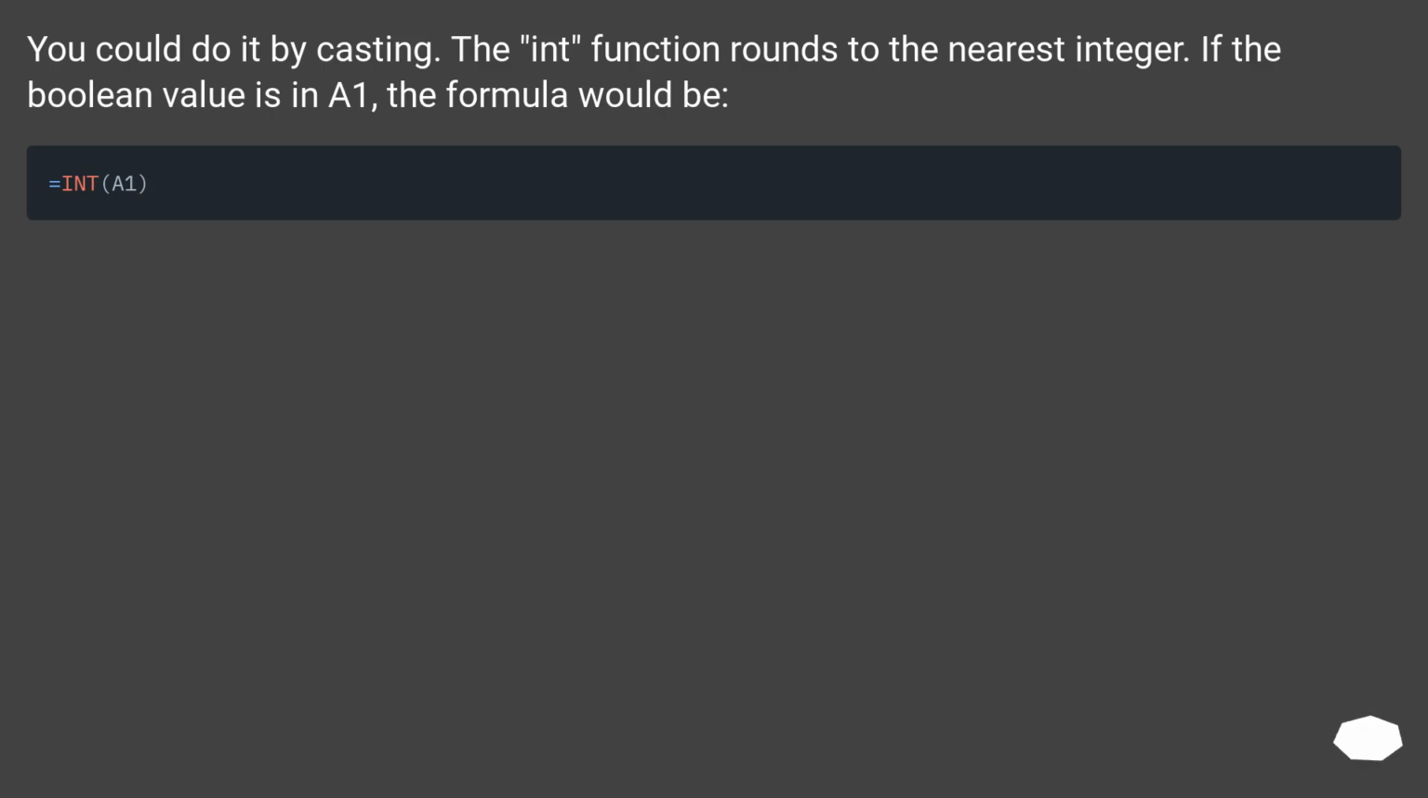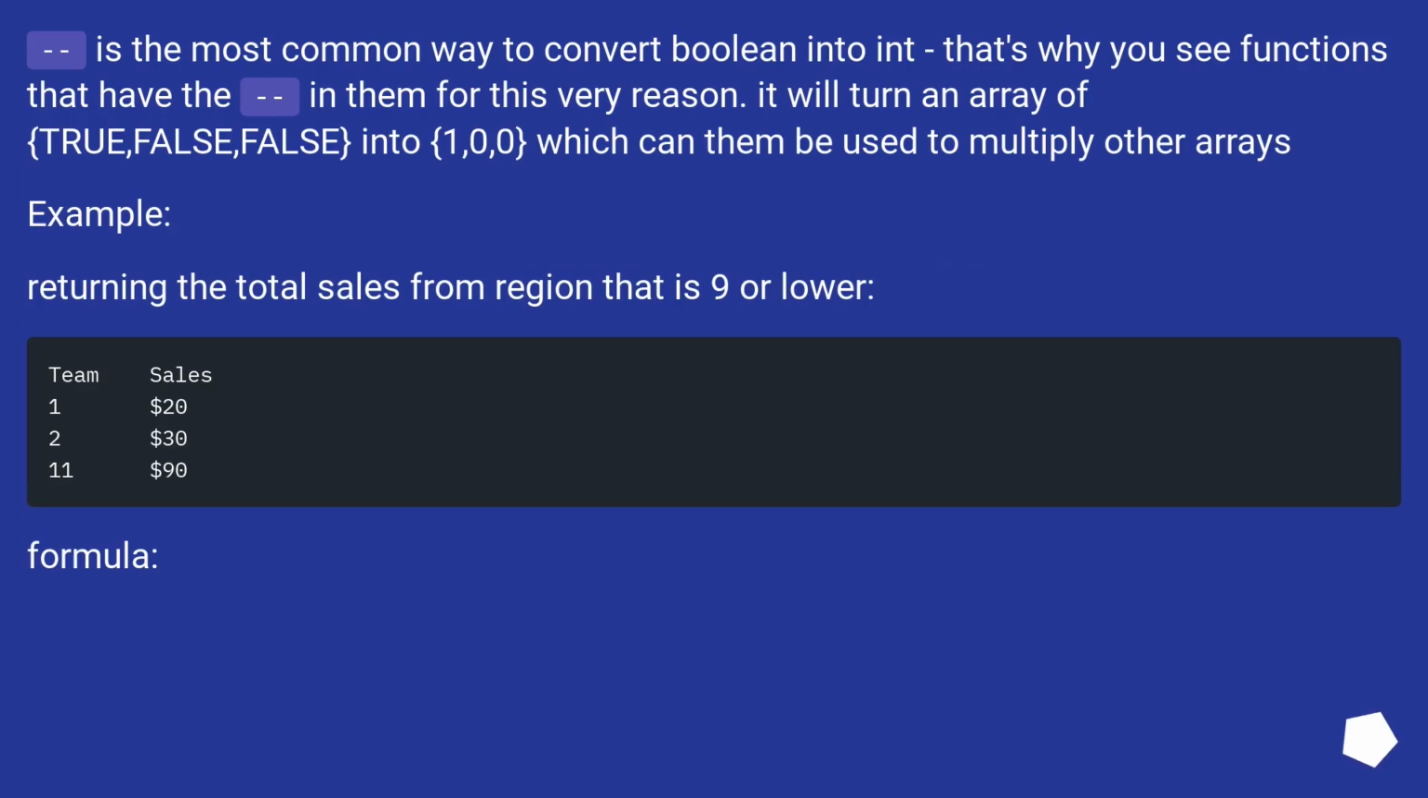You could do it by casting. The INT function rounds to the nearest integer. If the Boolean value is in A1, the formula would be the most common way to convert Boolean into int. That's why you see functions that have the double negative in them for this very reason.